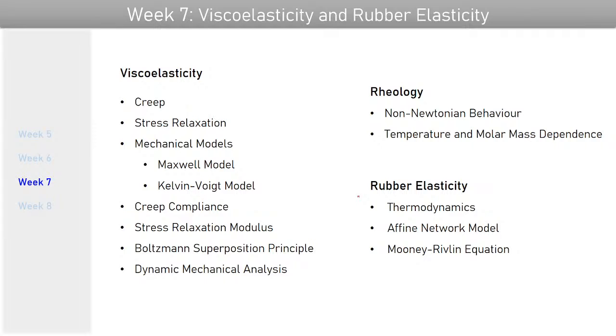And finally, we discussed rubber elasticity, which is specific to elastomeric polymers. We discussed thermodynamics of rubber elasticity, one simple model to describe rubber elasticity, which is the affine network model, and a phenomenological equation for describing rubber elasticity, which is the Mooney-Rivlin equation.